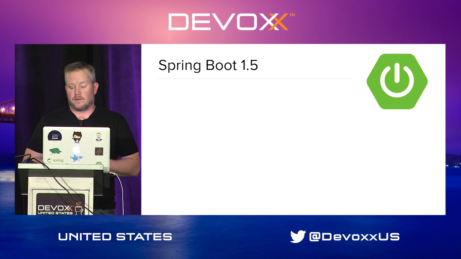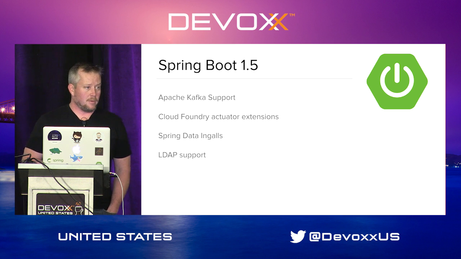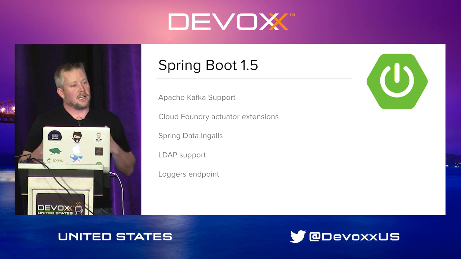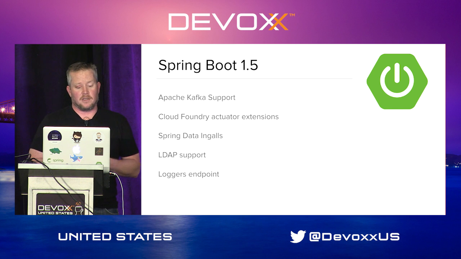So that came out in Spring Framework 4.3, and you can use that very easily with Spring 1.5. There's also Kafka support. There's some Cloud Foundry actuator extension, Spring Data Ingles, which is the latest release of Spring Data, and LDAP support, if you're into that. And then there's a loggers endpoint. But the loggers endpoint is something that JHipster kind of had, because you'll see when I do a demo that you can actually hit the endpoints and tweak the logging. And so the great thing about that is we've had similar situations like Spring Boot's Cassandra support, where they add it or make it official in their project, and then we get to delete code from JHipster, right? That's a great thing. So hopefully we can do something similar with the loggers endpoint.